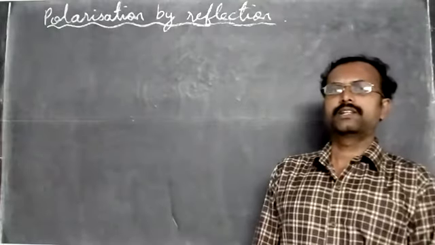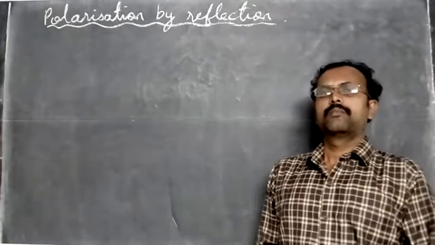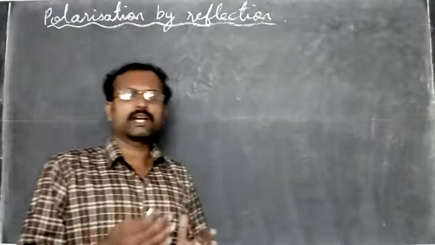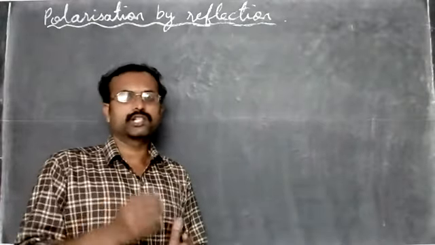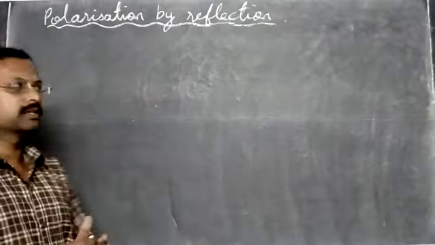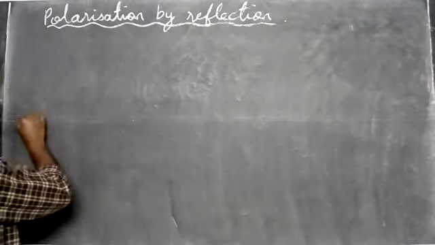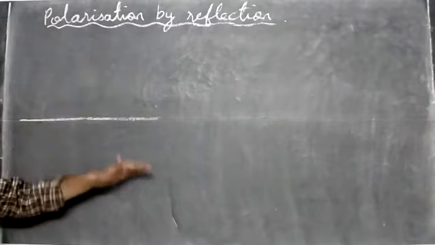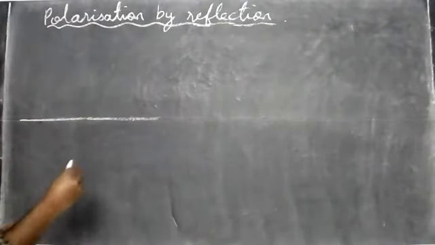Now let us study an interesting phenomenon called polarization by reflection. We can produce polarized light with the help of reflection. Let's study how it is possible. Let's take a surface like this, with two media. For example, we'll take two media here.